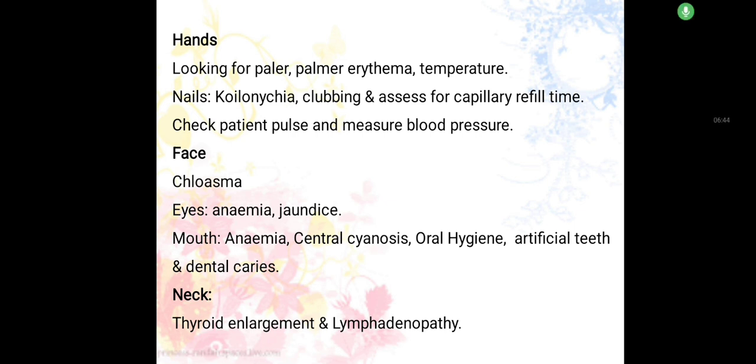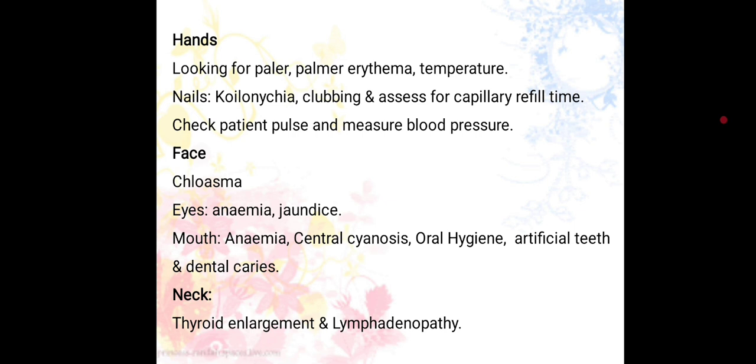In the nails, comment on koilonychia, which is also known as spoon nails. It's an indicator of hypochromic anemia, mainly iron deficiency. Also, check for nail clubbing and assess capillary fill time. In the hands also, don't forget to check the pulse rate, rhythm, volume, synchronicity, and measure blood pressure.